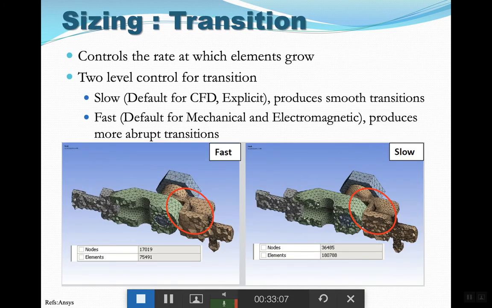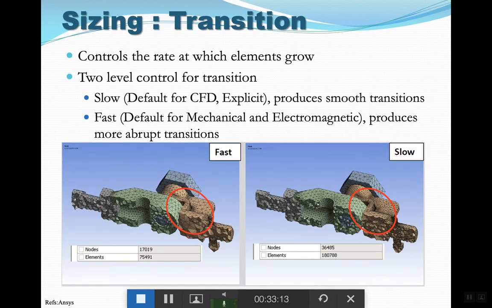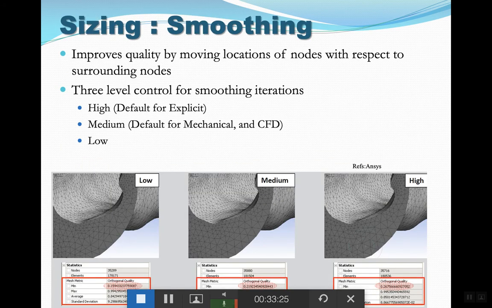Then you have the transition. This is also a qualitative setting similar to growth rate, where you have the option of fast and slow, which will tell the software how fast or slow it has to move from one mesh size to another one.